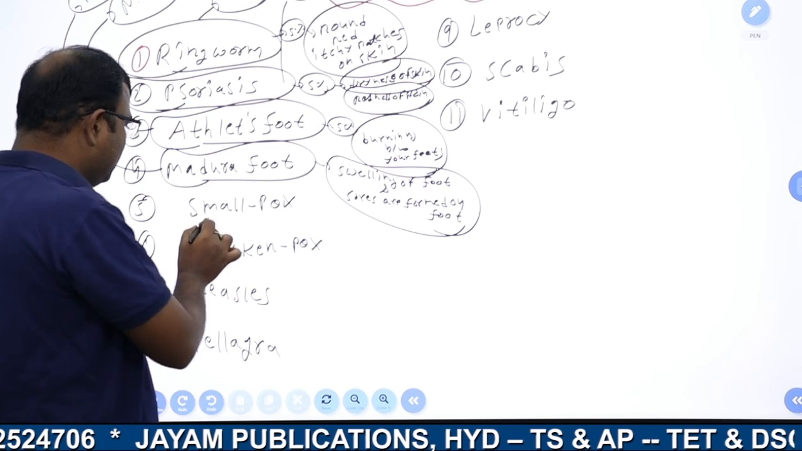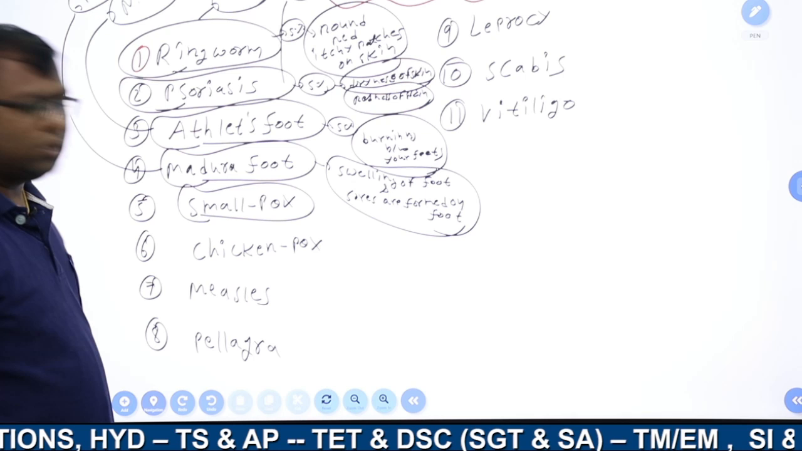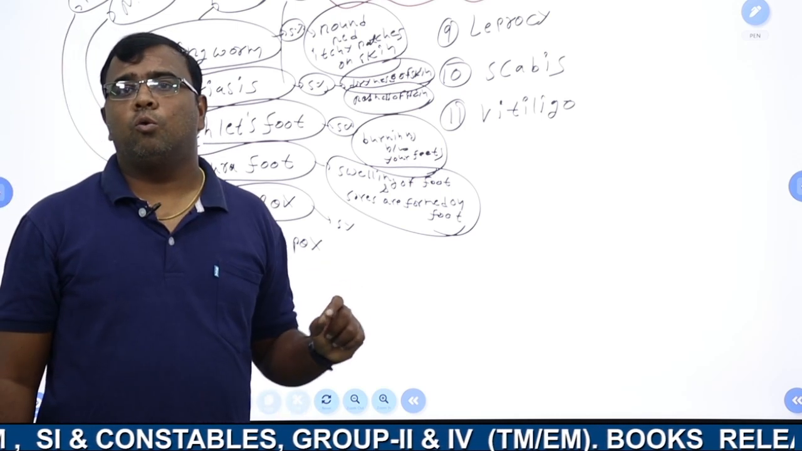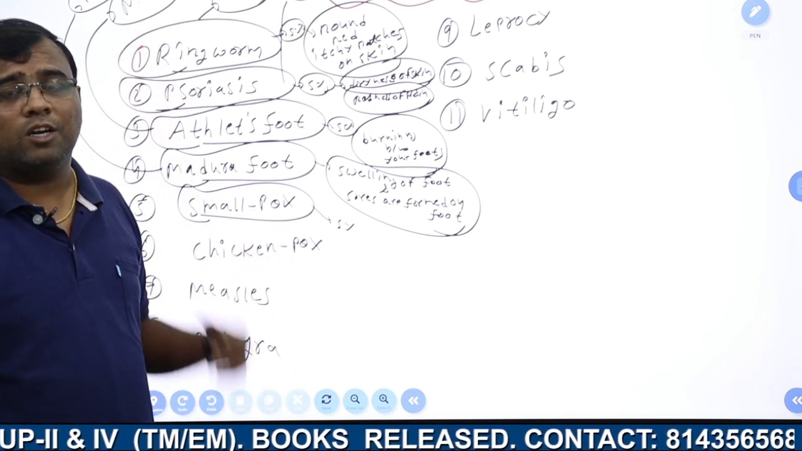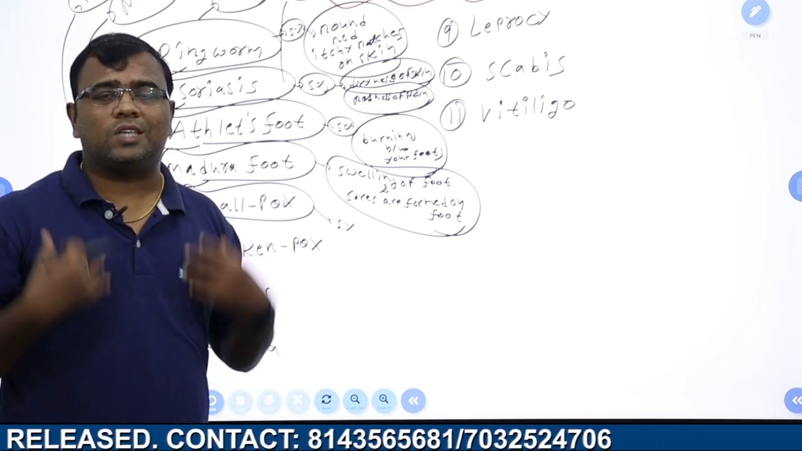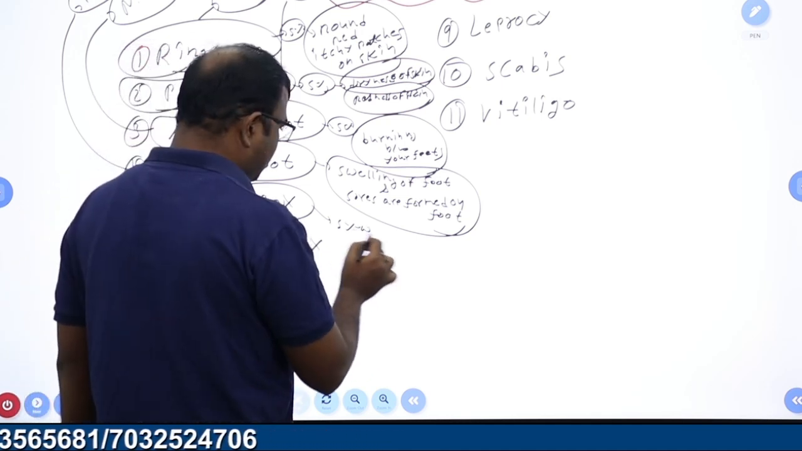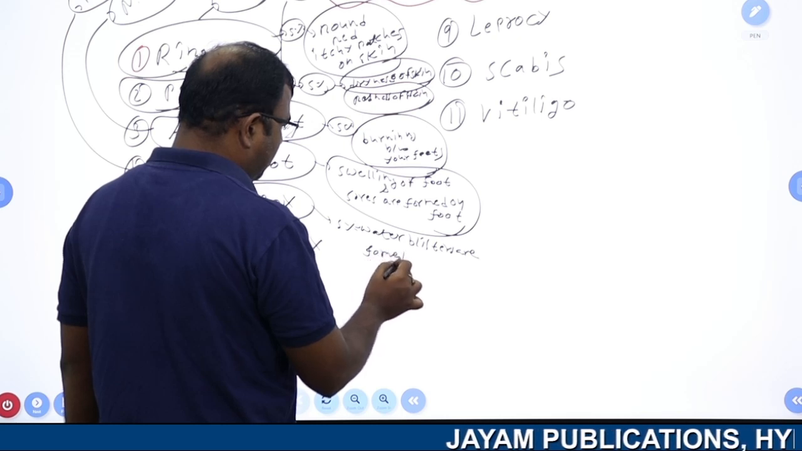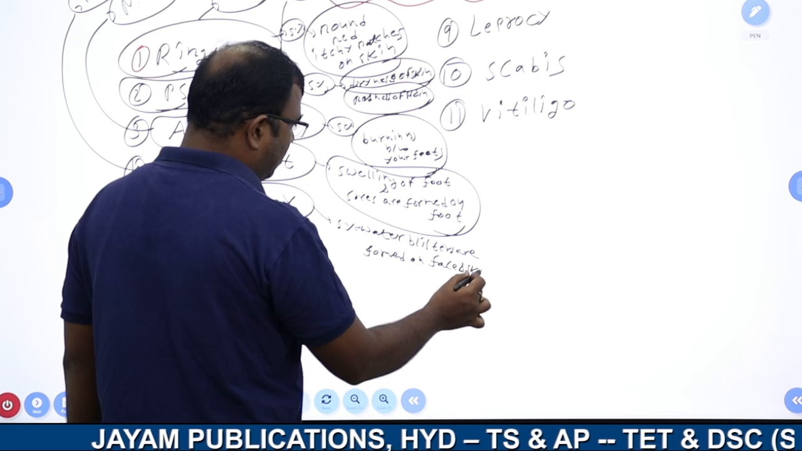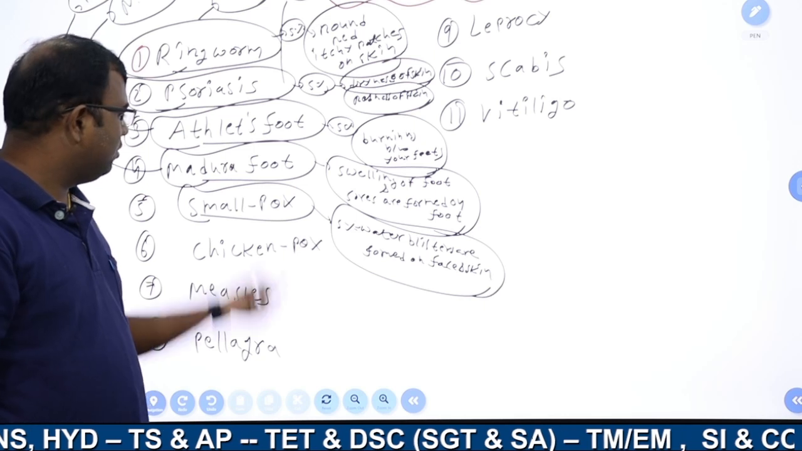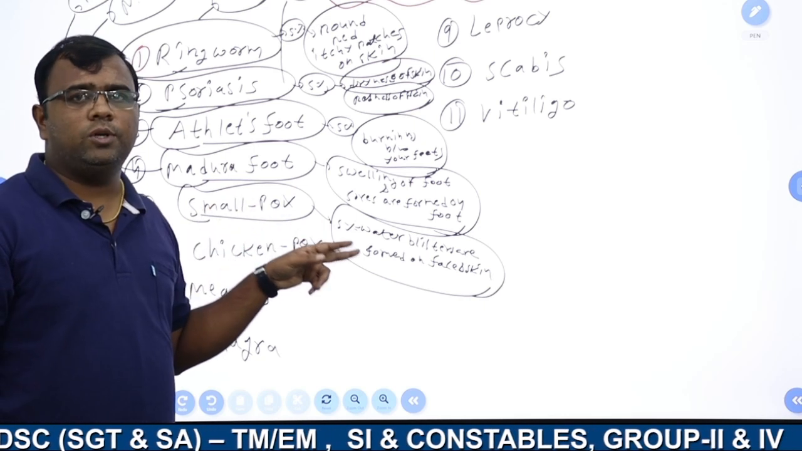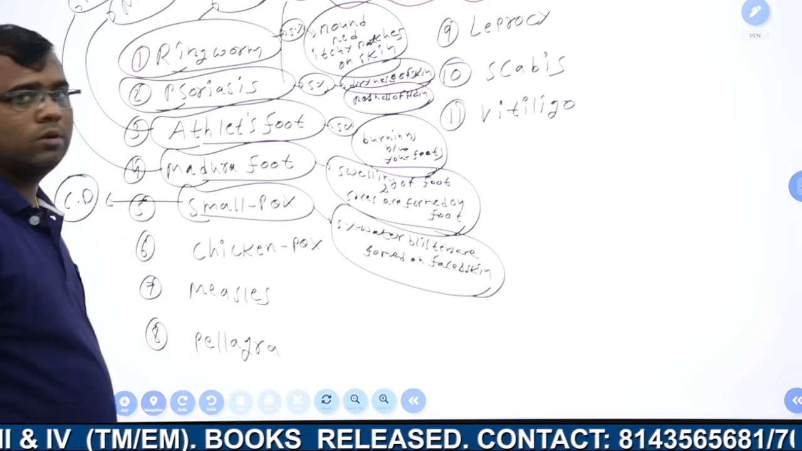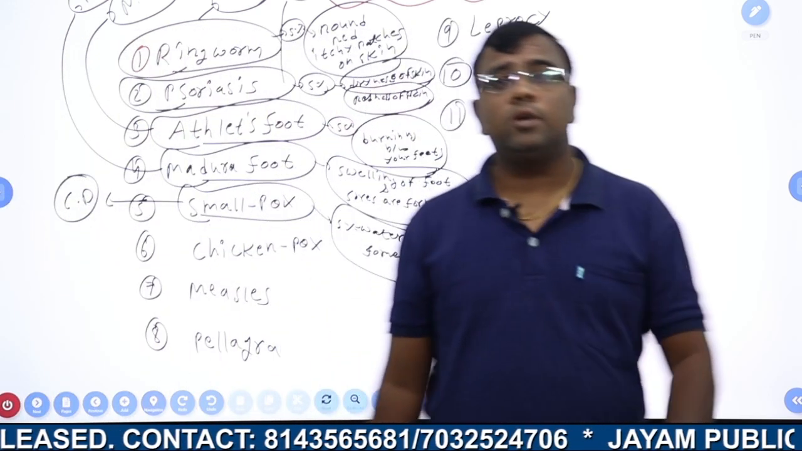The next disease is smallpox. The smallpox symptom is water blisters formed on the skin and face. This is the symptom of smallpox. Is smallpox a communicable disease or not? Smallpox is definitely a communicable disease.